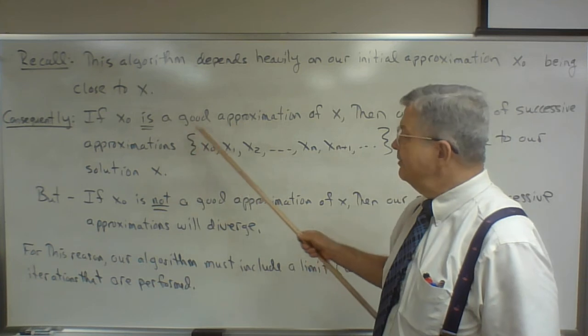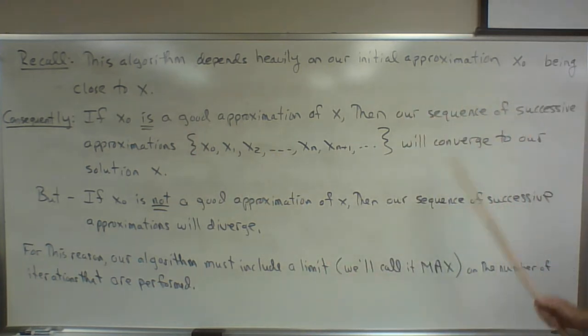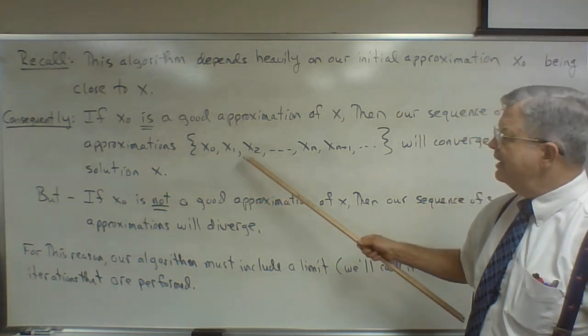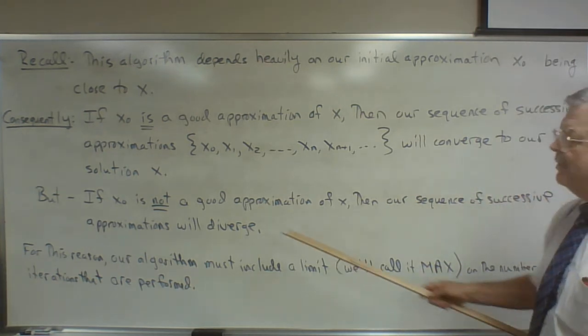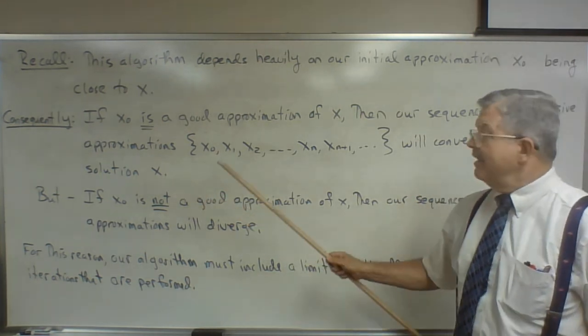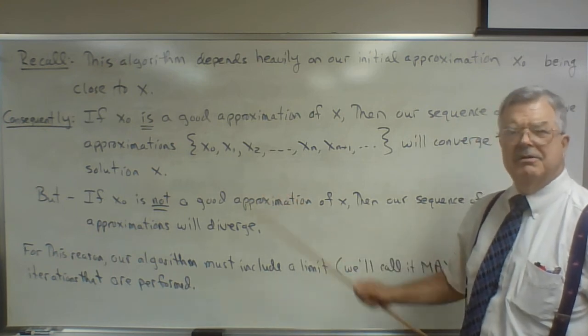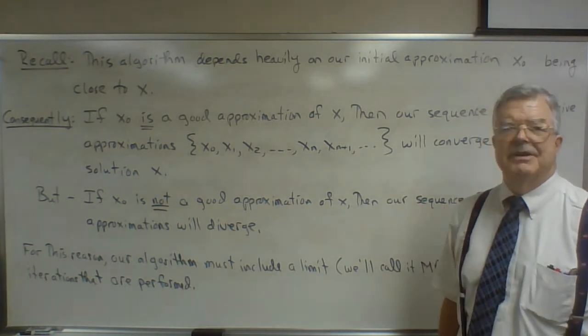And if x naught is a good approximation of x, then our sequence of successive approximations, x naught, x1, x2, dot, dot, dot, will converge to our solution x. These approximations are going to get closer and closer and closer to the value of our solution x.